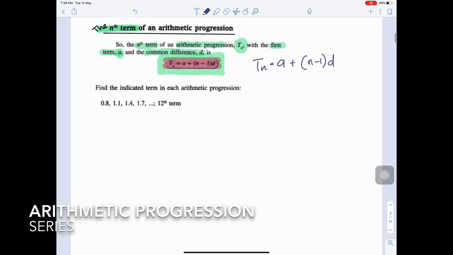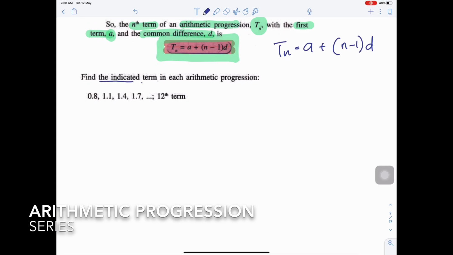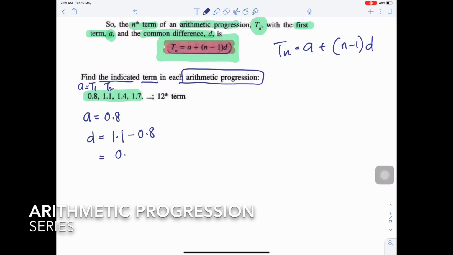Let's discuss the example question. Find the indicated terms in each arithmetic progression. That means the question already tells us the sequence is an arithmetic progression. So first, we collect the information. A is the first term, T1 equals A equals 0.8. Then we have to determine D. It is enough to use T2 and T1: 1.1 minus 0.8 equals 0.3.